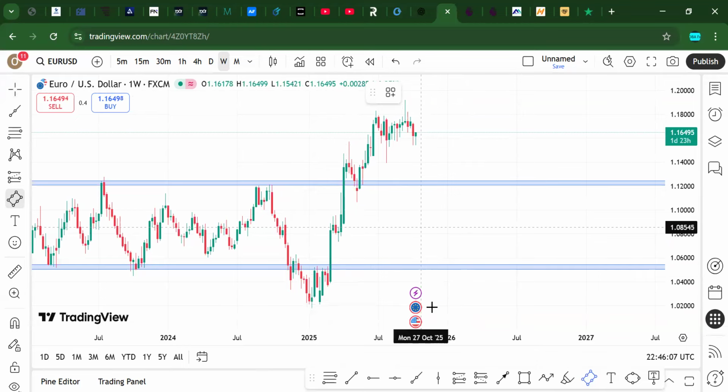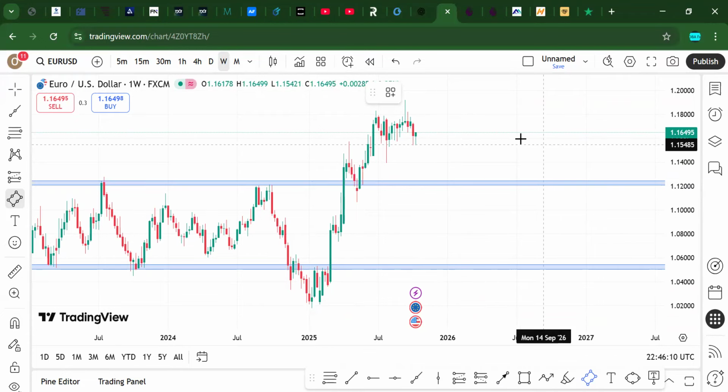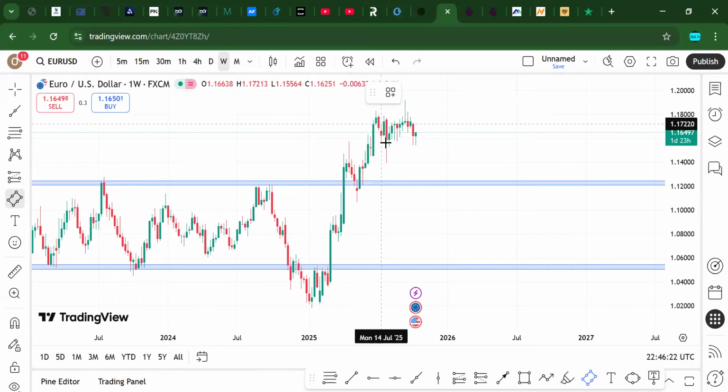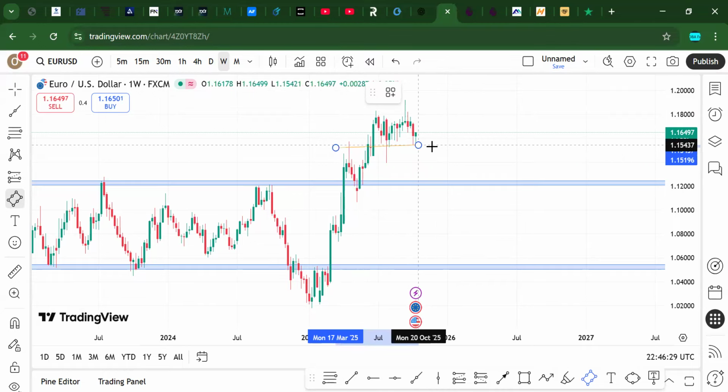If we look again at the structure of this market, we can see the market has been making higher highs and higher lows. So this was a high, a higher low, a higher high. The market made a higher low and went into a range. So the best thing to do on this time frame now would be to map out the range that has been created.